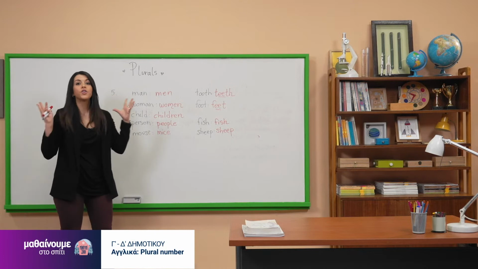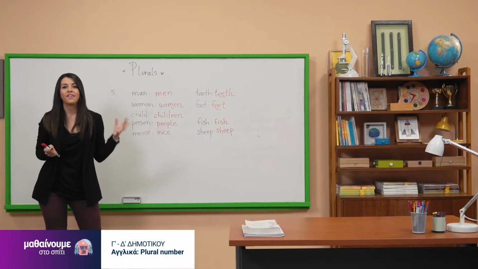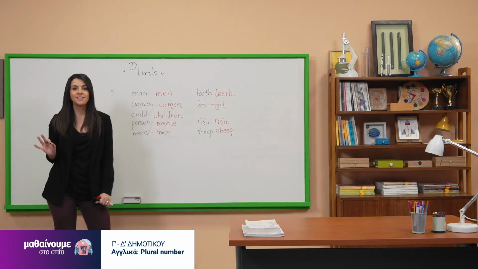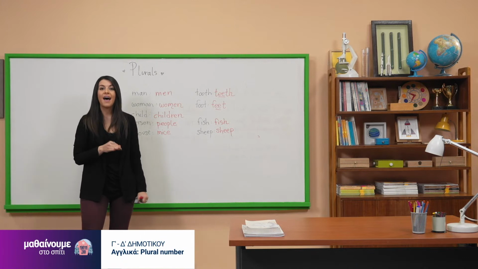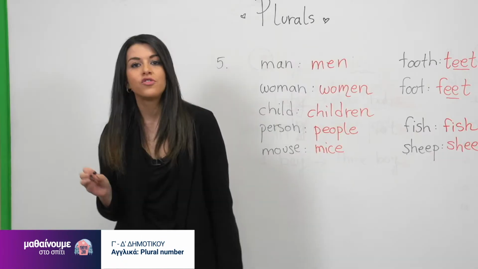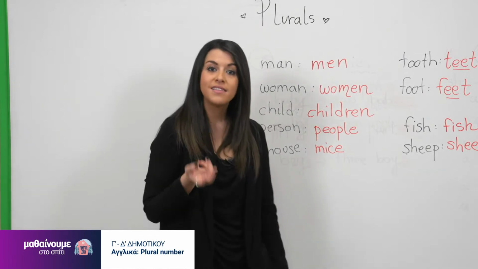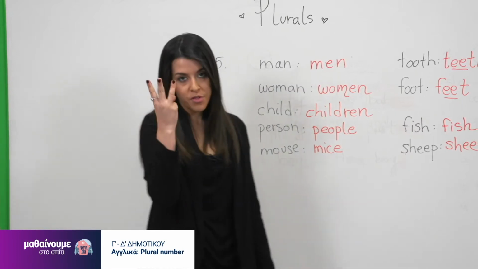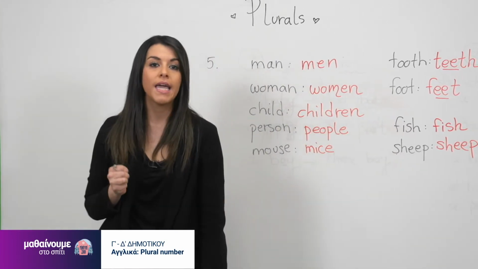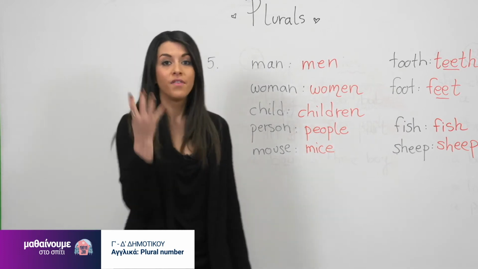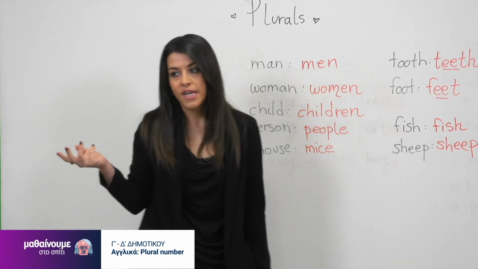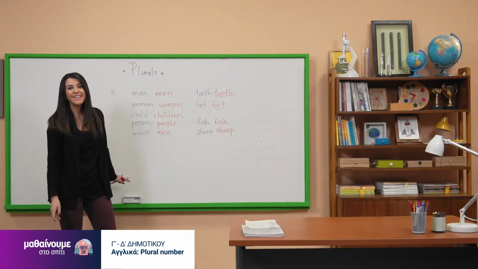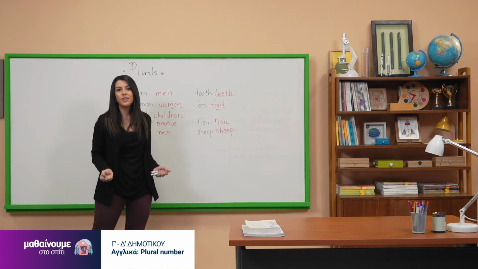So, these are all the rules. 1, 2, 3, 4, and 5. So let's remember them one more time. Rule number 1, add S. Rule number 2, when we have SH, CH, X, S and O, sometimes we put ES. Number 3, when we have consonant plus Y, IES. Number 4, F or FE, we put VES, and then the irregular ones, okay? So these are all the rules of the plurals.